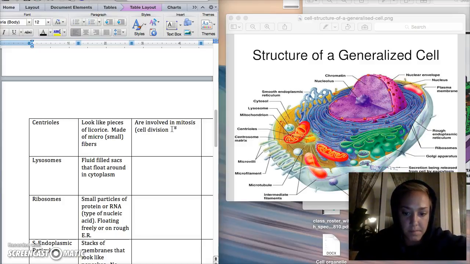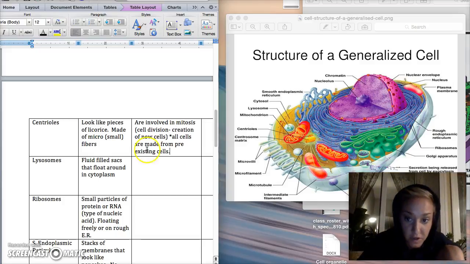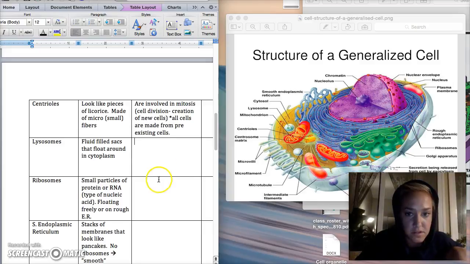Or the creation of new cells. Right, because remember we said in the cell theory, all cells are made from pre-existing cells. That's the third part of the cell theory, so if you don't remember that, you should probably review. Okay, centrioles, glowing licorice pieces.